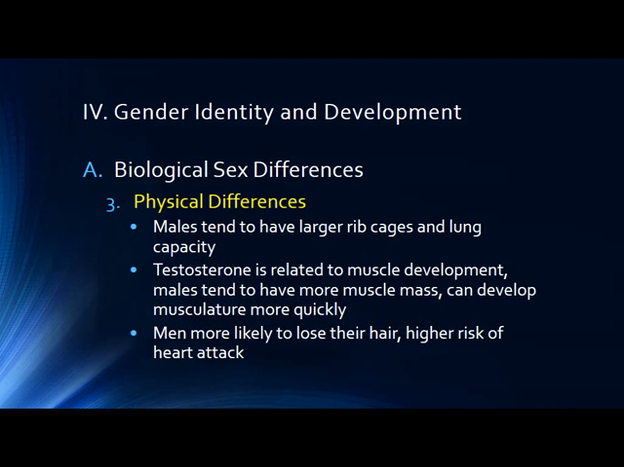There are some other physical differences. These have some important distinctions and some not. So males tend to have larger rib cages and greater lung capacity. And as a result, some males have a tendency to have some greater physical ability, certainly endurance ability. They can process oxygen more quickly.